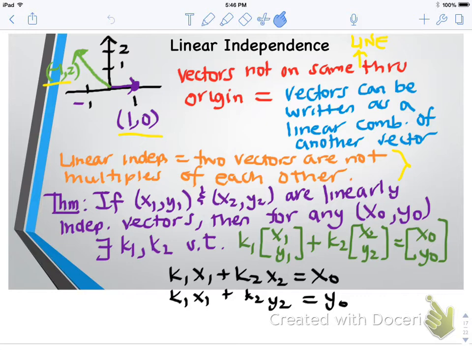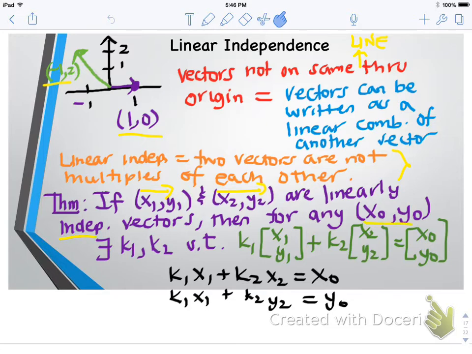Okay, and from that comes a theorem that tells us, if x1, and these are vectors, so you want to put an arrow above that to let yourself know that these are actual vectors, which means direction, and not just points. So if x1, y1, and x2, y2 are linearly independent, I'm using my shorthand notation here, vectors.